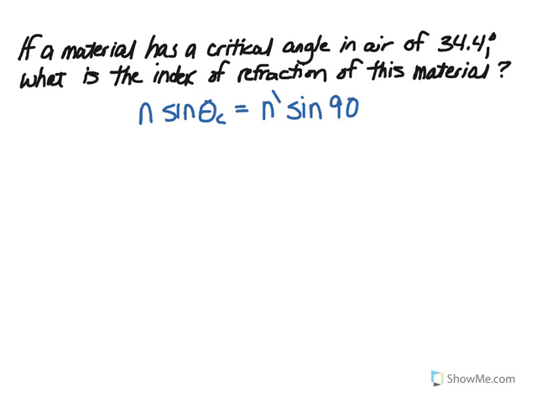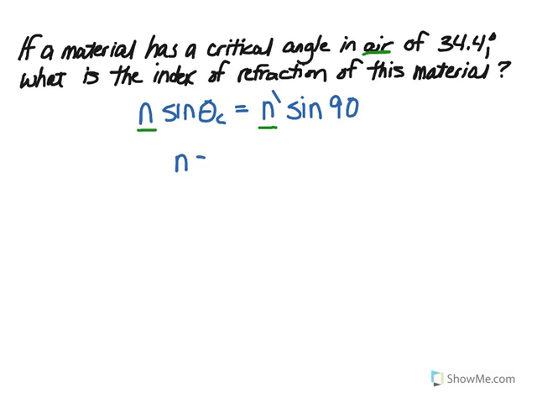To me, the tricky part of this, though, is trying to determine what is your n versus what is your n prime. Is the air going to be your n or your n prime? You just have to remember that critical angle is always referring to when light is going from the high index material to the low index material. And so the air must be the low index material, the second material, and so your n prime must be 1.